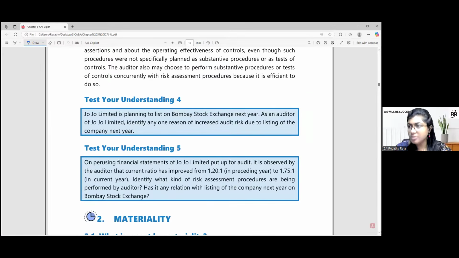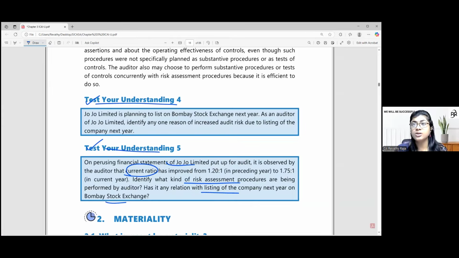Can we wind up our risk assessment in 2 minutes by discussing these two? Okay. Can you proceed? Jojo Limited is planning to list on stock exchange. As an auditor of Jojo, identify any one reason for increased risk. And actually, 4 and 5 read together. On perusing the financials of Jojo, it was observed that current ratio has improved from 1.2 is to 1 to 1.75 is to 1. What kind of RAP is performed? Has it any relationship with listing in stock exchange?